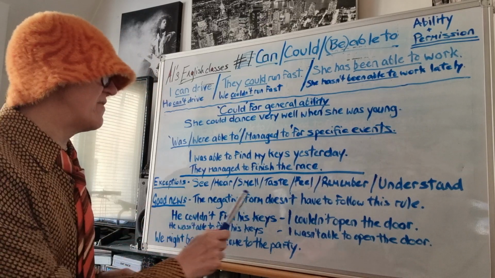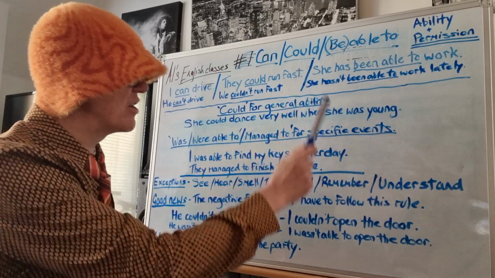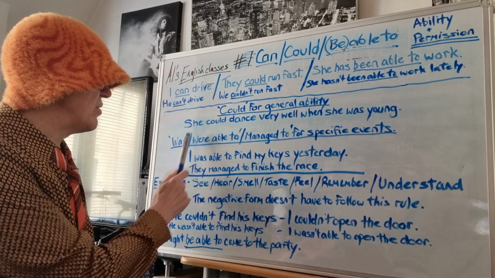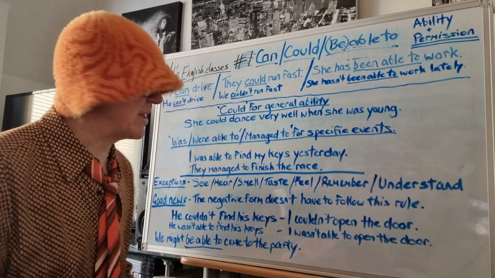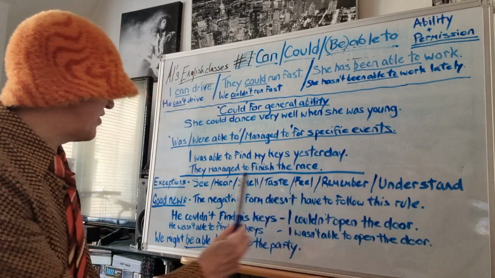And also the negative form doesn't have to follow this rule either. Couldn't for general ability, couldn't for specific events. But also you can use wasn't able to, weren't able to, or didn't manage to. Okay? It's up to you. So if you're using a negative sentence, then you've got a choice.